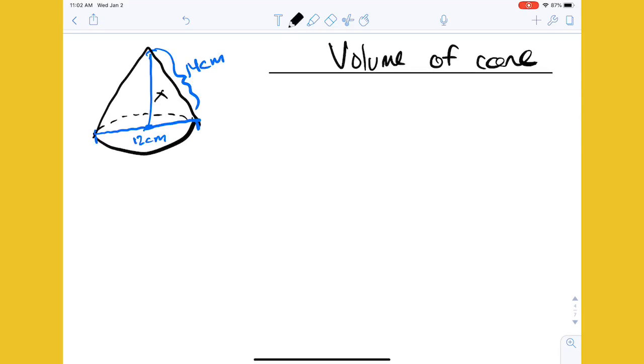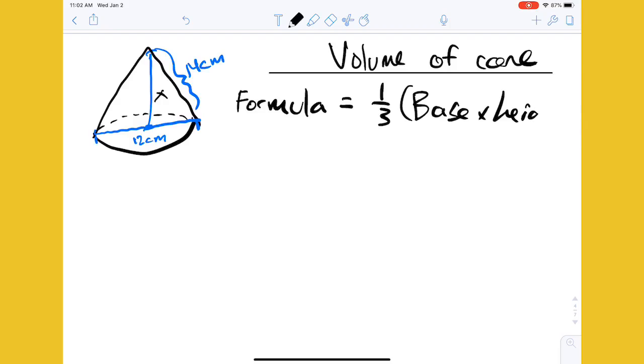So let's start by first, what do you need to know for the height of the cone? The formula for volume equals 1/3 base times height. Now that we know this, we know the base, that's easy. This is also pi r squared times x. So we need to find x though, because we don't have x at the moment.